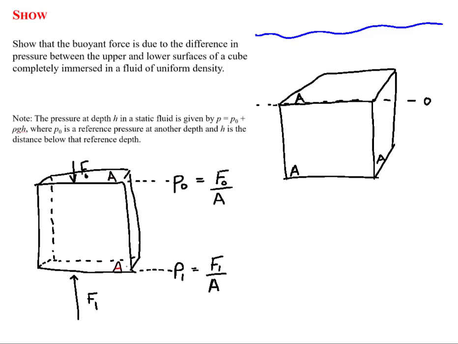I drew the forces on the upper and lower surfaces of different magnitudes because I know that the pressure in a fluid increases with depth. If the pressure increases with depth, the force per area also increases with depth. So I know that the force pushing up on the lower surface is going to be greater than the force pushing down on the upper surface.